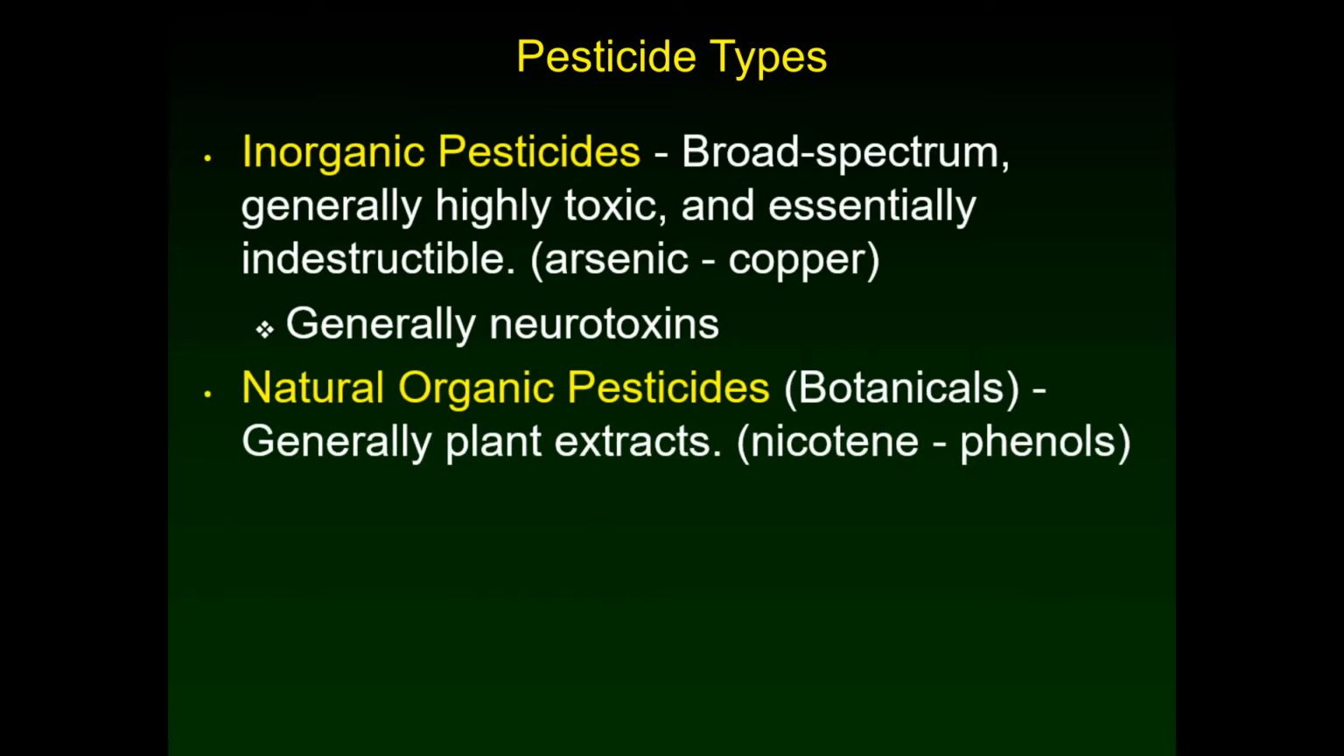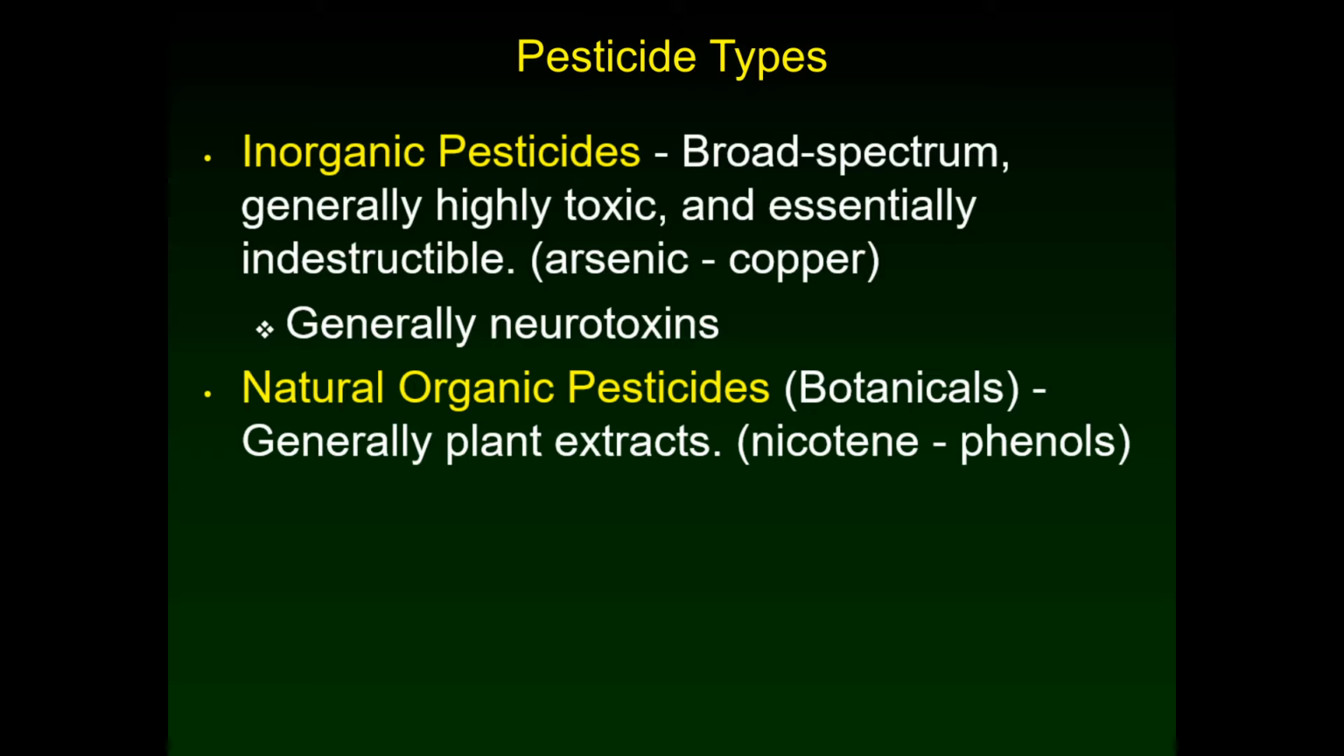Then there are natural organic pesticides. These are sometimes referred to as botanicals, and these are extracted from plants. An example is nicotine. Nicotine, caffeine, a lot of these things are plant-produced pesticides. Why would a plant produce nicotine? Why would it produce caffeine? Well, these are appetite suppressants. An insect comes up, starts chewing on a plant, gets that into its system, and then no longer chews on the plant.